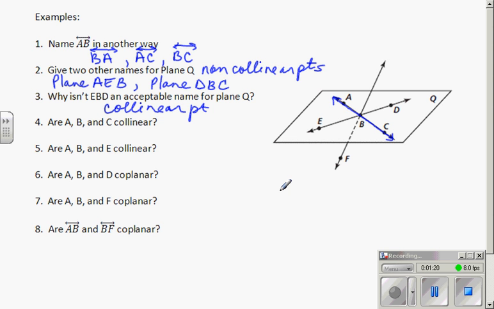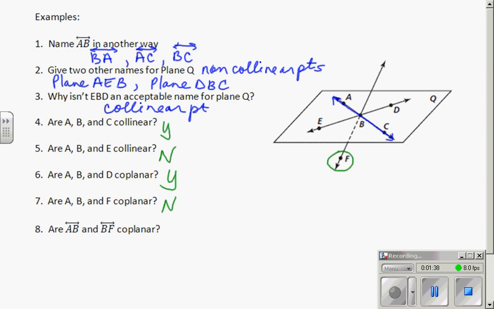Are A, B, and C collinear? Do they live on the same line? Yes. Are A, B, and E collinear? No. Are A, B, and D coplanar? Yes. Are A, B, and F coplanar? No. F is down here outside of the plane.